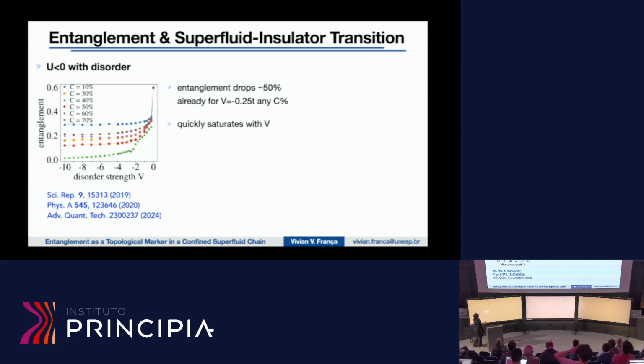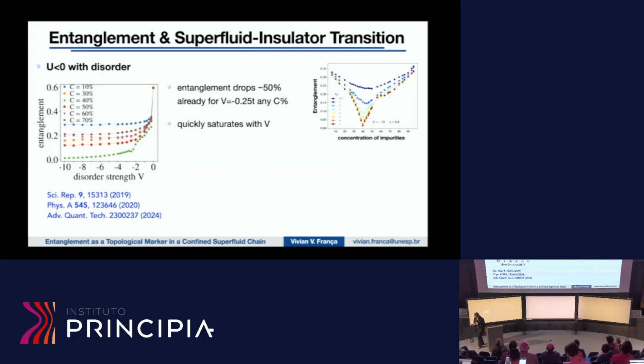Well, and we also see the fast drop and also a fast saturation in the degree of entanglement. That means if I enhance further the disorder strength, I won't change much the physics there, except in this particular green curve here, which is actually a special place. And so here was for several concentrations, as a function of the disorder strength. Here we have the opposite.